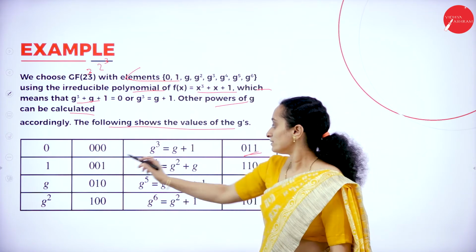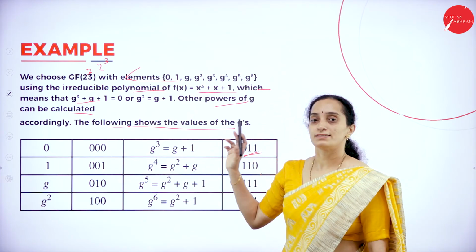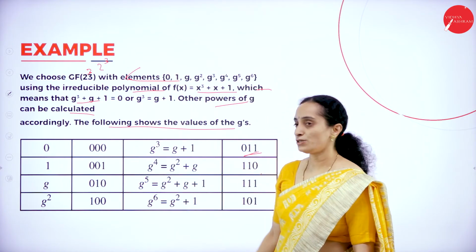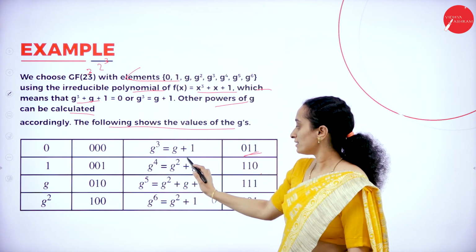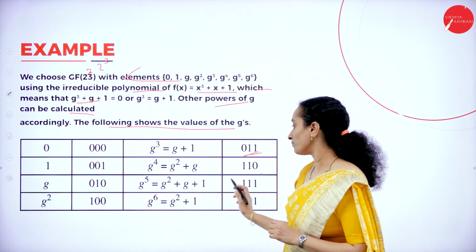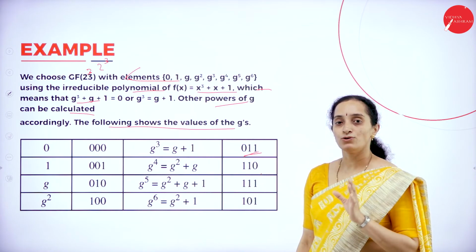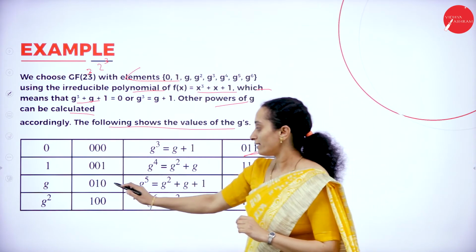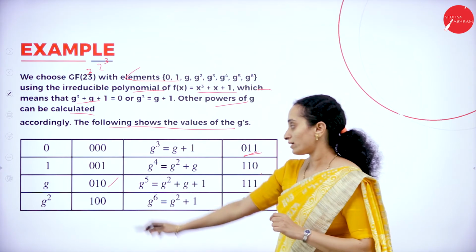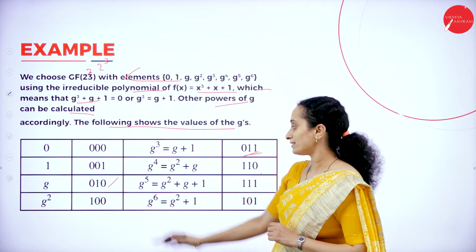Then we have 0, 0, 1, that is the binary 1, with g to the power of 4 equals g squared plus g. So we take the irreducible polynomial. It is giving the value 1, 1, 0. Then we have g with the value 2, that is binary 0, 1, 0.